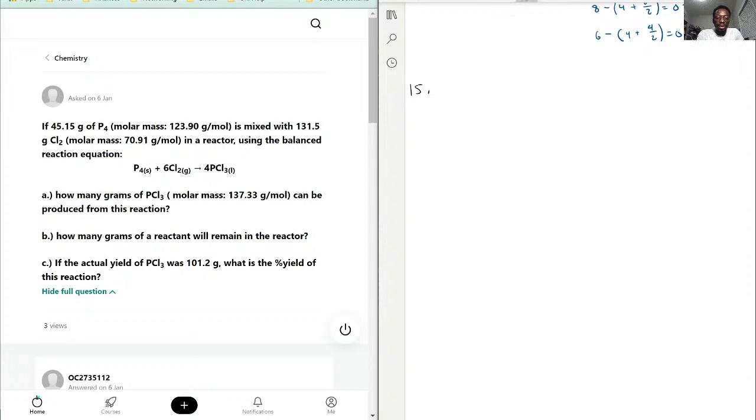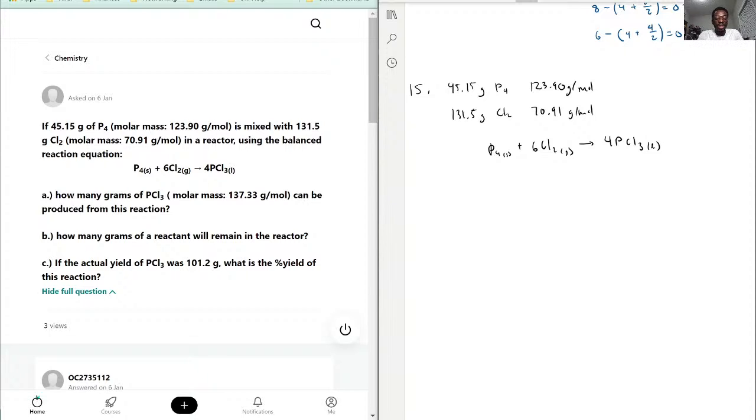Okay, so we have 45.15 grams of P4. Okay, and they do give us a molar mass, which is 123.90 grams per mole. And when they give us the molar mass, we use that number in our calculations. We don't go back and then do it again in the periodic table. Okay? And the other one they have is this mixed with 131.5 grams of Cl2. And the molar mass here is 70.91 grams per mole. Alright? And now, based on this equation they gave us, we have P4 solid plus 6Cl2 gas turns into 4PCl3 liquid. Luckily for us, this is already balanced out, so we're good to go, as they said.